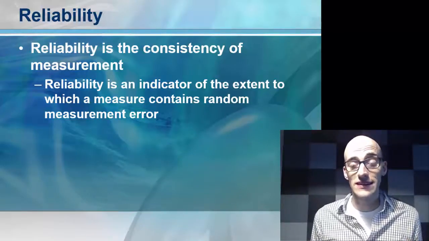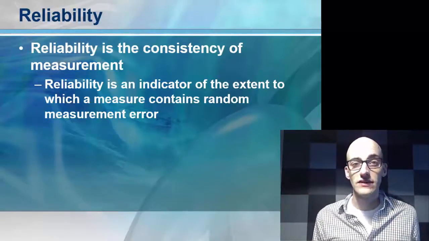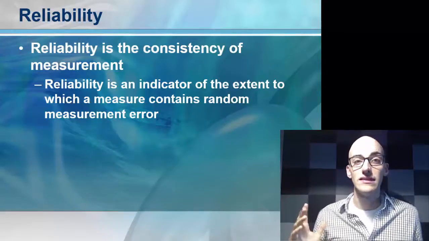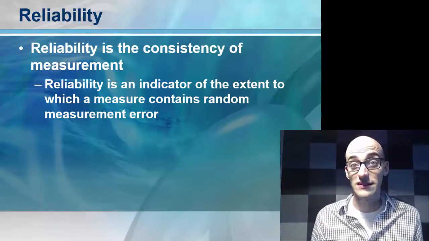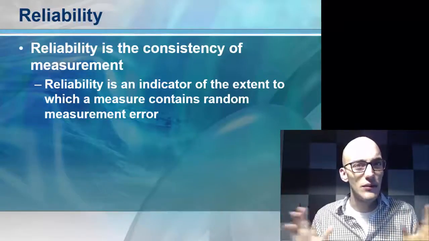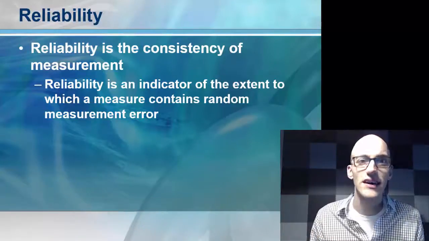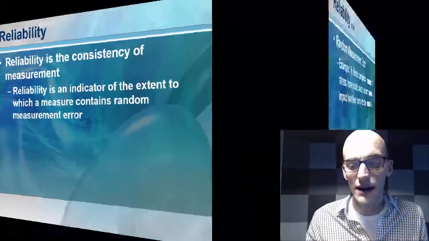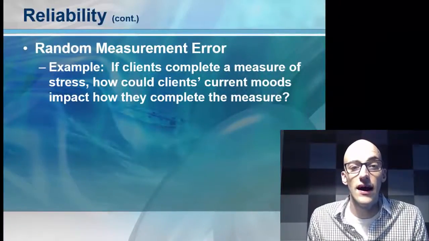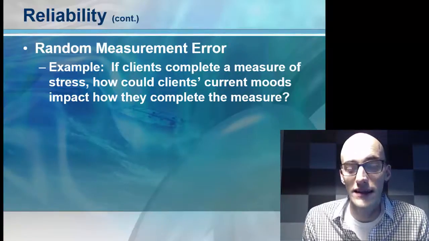So an example might be using a rubber band versus a tape measure to take the circumference of your book. So if you use a tape measure to take the circumference of your book, it would give us a reliable measure, and it would give us about the same measurement every single time. But if we used a rubber band, it might get a little bit more stretchy and it would be less reliable every time you used it because the rubber band would get stretchier. So that would be an example of measurement error. An example here is if clients complete a measure of stress, how could clients' current mood impact how they complete the measure?